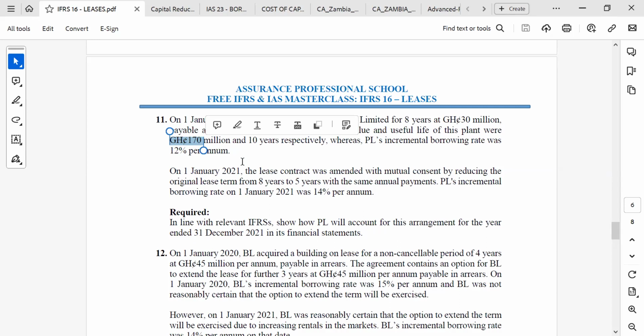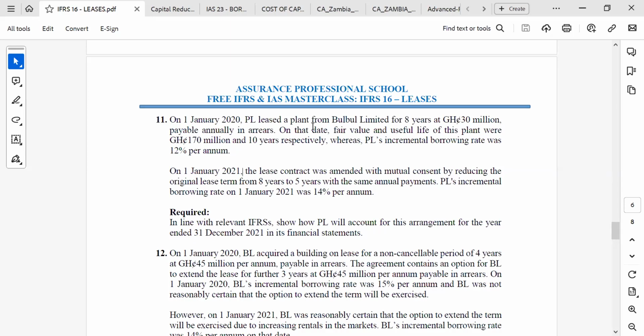Okay, so initially we are saying that we are going to be leasing this particular asset for 8 years and 30 million. You can see that it is more than half, or almost half, or more than half of the useful life of the asset. That is a finance lease.